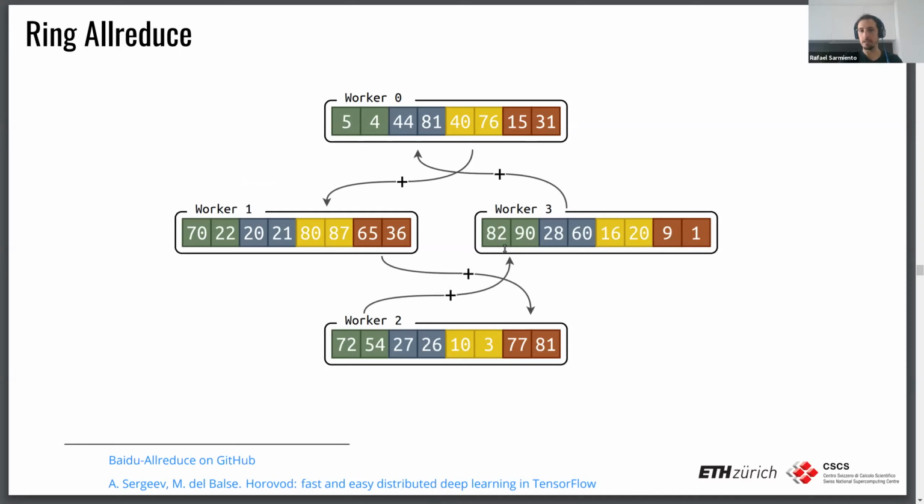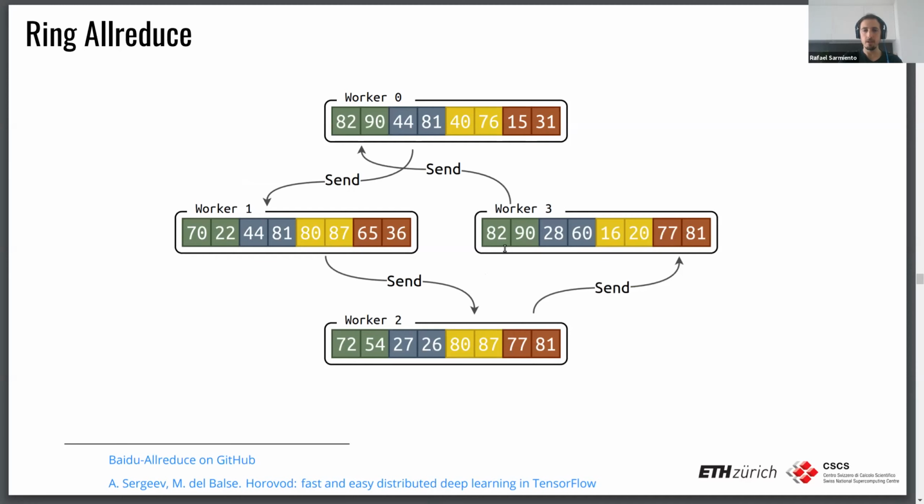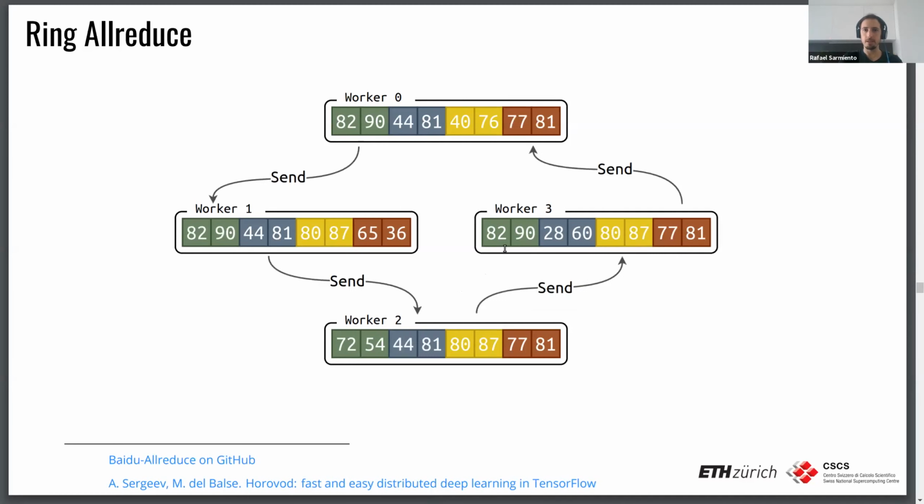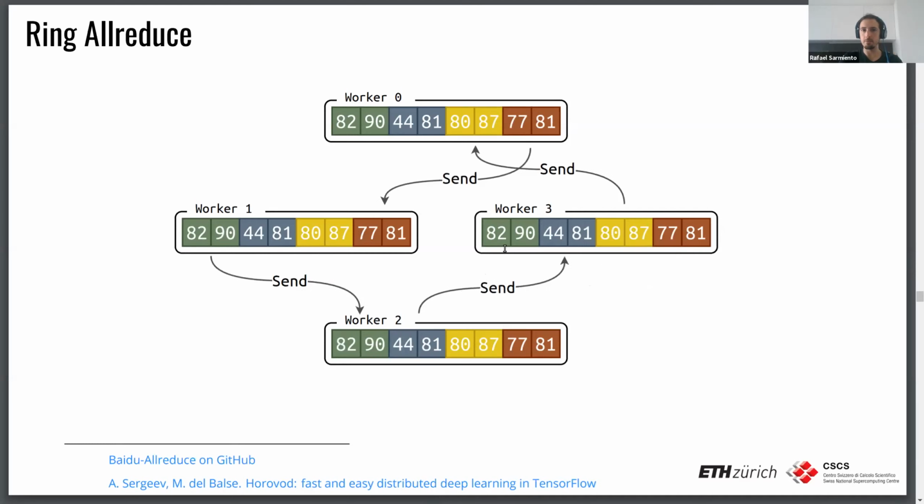Now they will do exactly the same, but only with sends, because now there is no sum, it's just sending data. Everything that was received in the previous step is going to be sent again, 3 more times. At this point, after these 6 steps, 3 sums and 3 sends, all the workers have the same array. So this is how Ring AllReduce works. It's very simple.